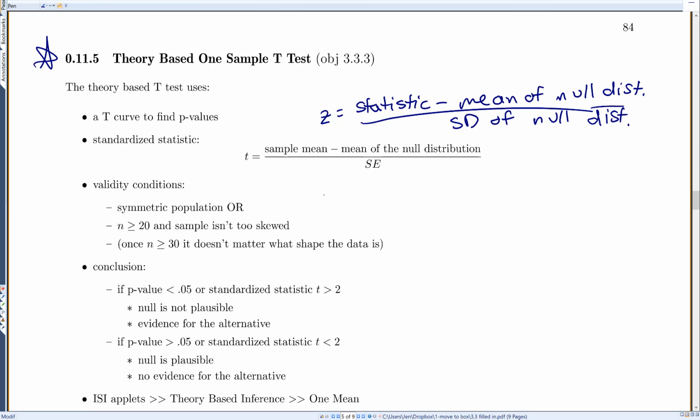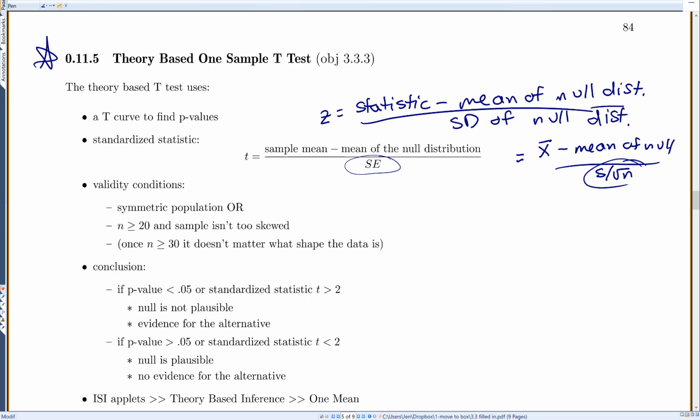Well, when we wrote this formula, instead of saying statistic, we can just say sample mean because we know that's what we're using. Minus the mean of the null distribution, but because we don't know our population standard deviation, we don't have the SD of the null distribution, so we have the standard error, so you have to use that standard error. Or you might see it written out as x bar, our sample mean, minus the mean of the null over S over square root of n, because S over square root of n is that standard error.